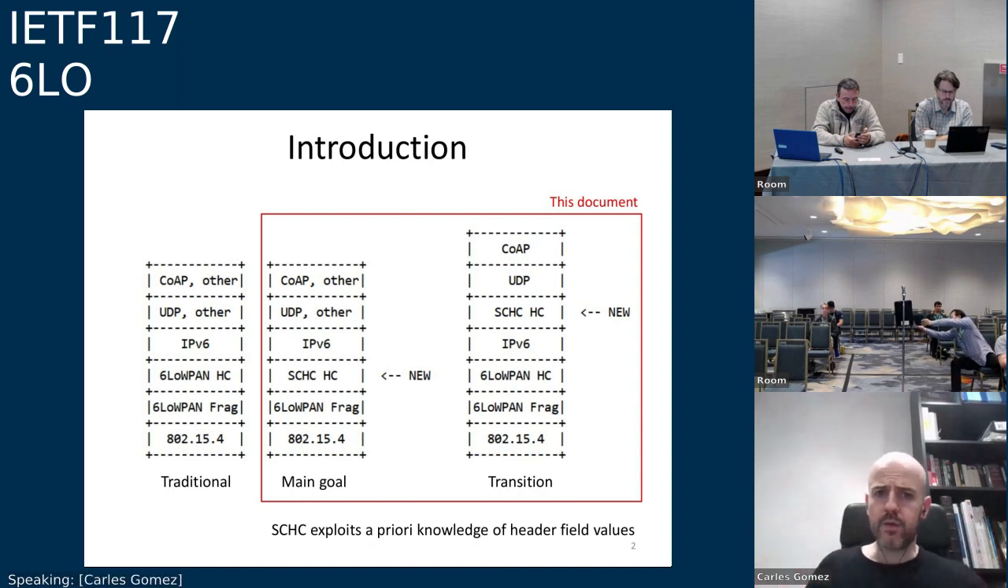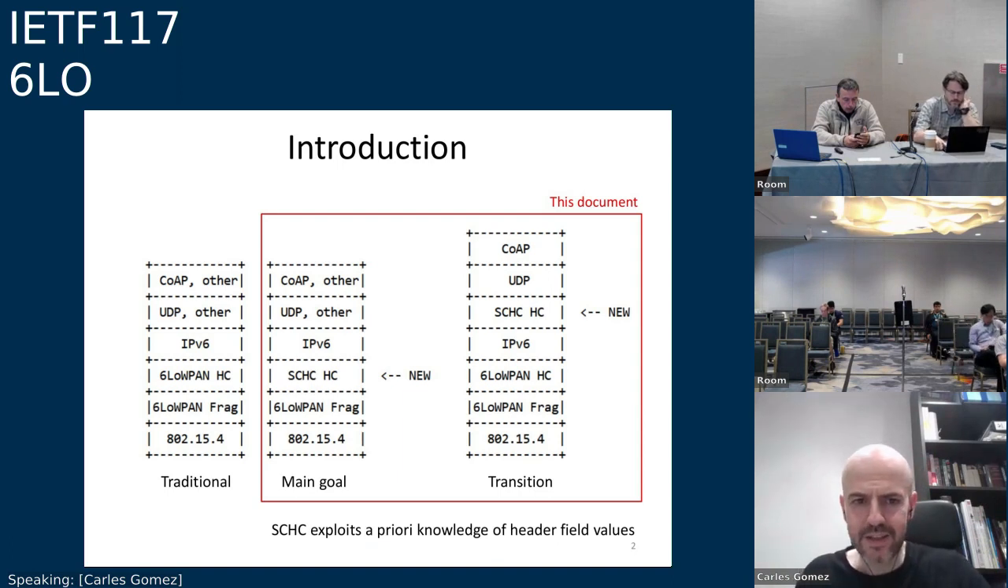And just a quick reminder on what we are doing in the document. On the left side of the screen, you can see the traditional 6LoWPAN based protocol stack over 15.4. Then in this document, the main goal is to offer an alternative to 6LoWPAN header compression, which would be using SHIC header compression. Recall that SHIC is the main product of the LP1 working group, which exploits a priori knowledge of header field values of the packets that will be transmitted in order to potentially obtain very good compression performance.